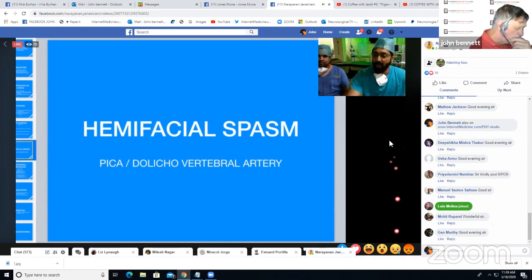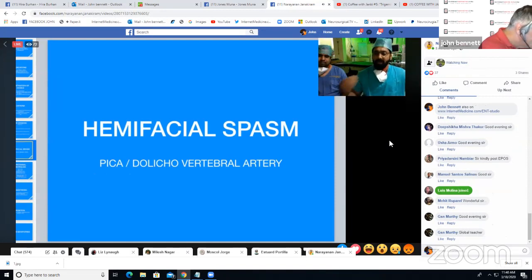Now let us go on to hemifacial spasm. If the patient presents to you with one side face twitching, it is usually due to a vascular loop. Please understand, it's usually due to a vascular loop. Some people try Botox repeatedly, and if it doesn't work, then they can come for surgery. So what is the surgery we do? We do MIRA, that is a minimally invasive retrosigmoid approach.